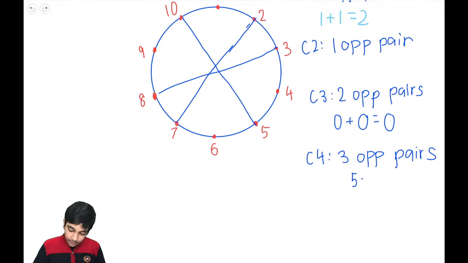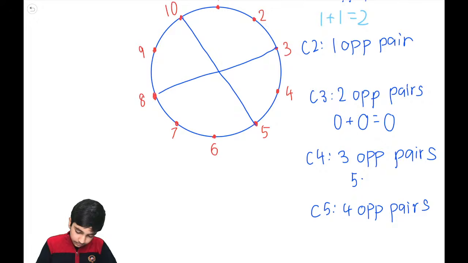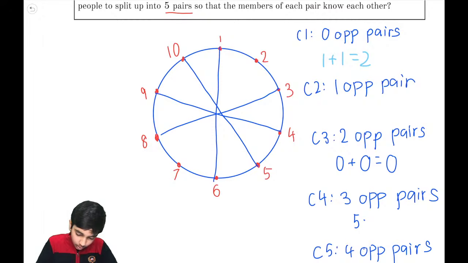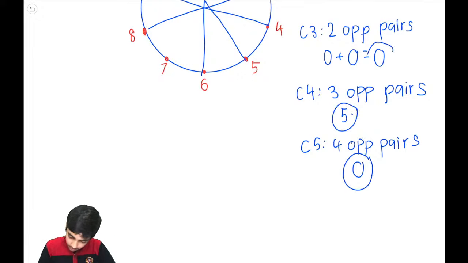And now the 5th case is we have 4 opposite pairs. If we try 4 opposite pairs, you can have something like this, for example. Now we're just left with 2 people who are not part of any pair. So that's 0 cases. Let me just circle them all out so it's clear. 0.